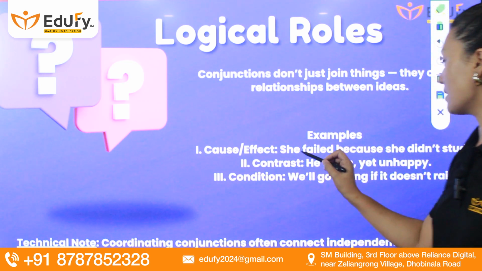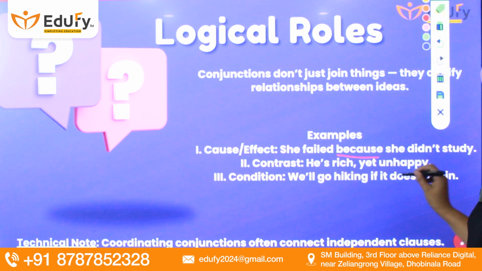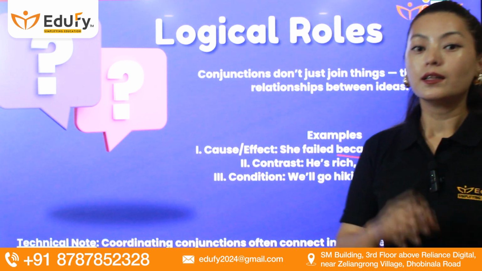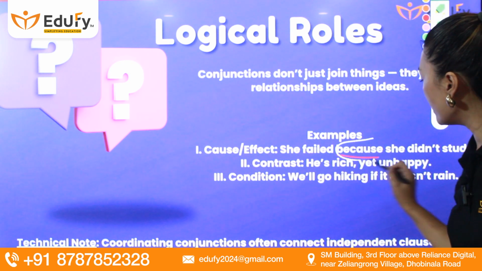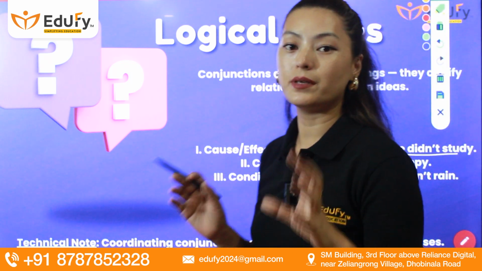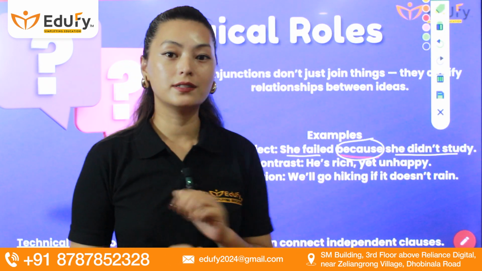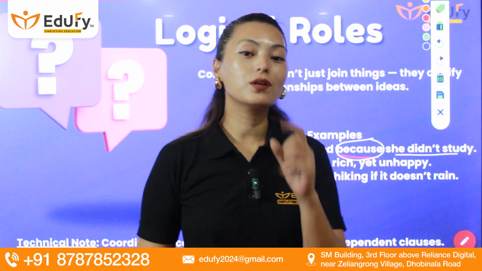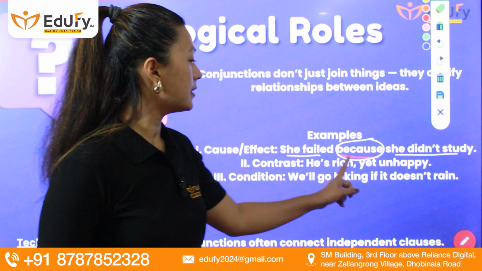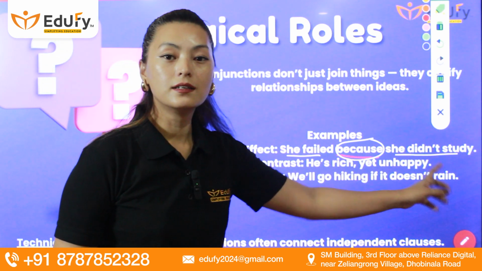Let's take a look at this example. She failed because she didn't study, right? The word because is joining she failed and she didn't study. Two elements in one sentence: one independent clause, one dependent clause. That much we're clear, right? But what you can see here is it is giving you the reason or the cause of her failure. Yes?